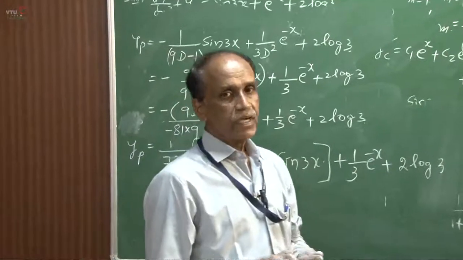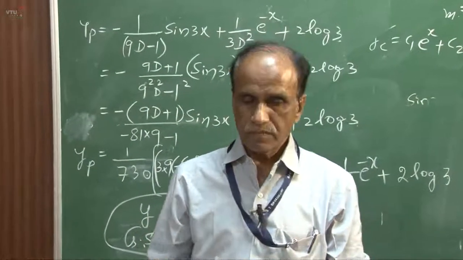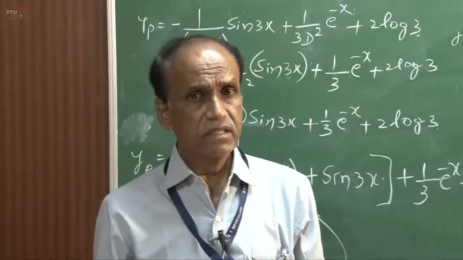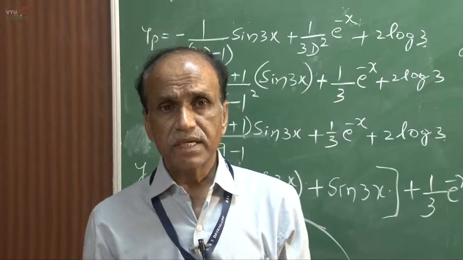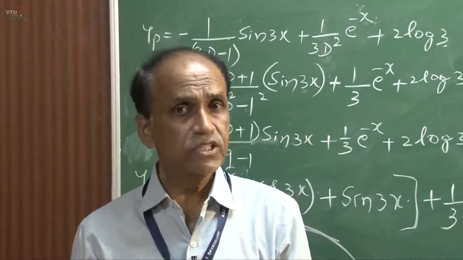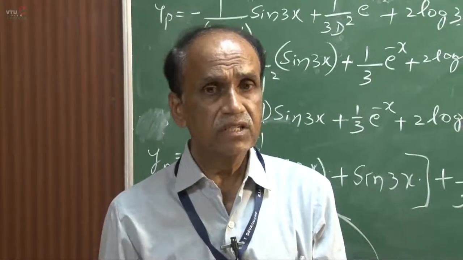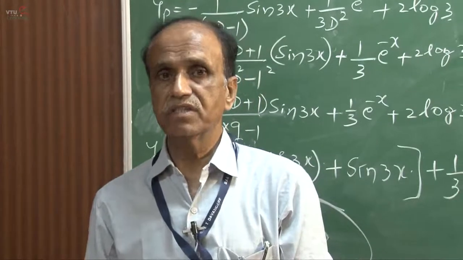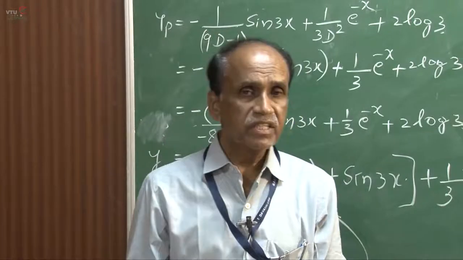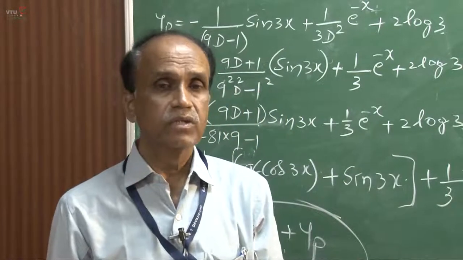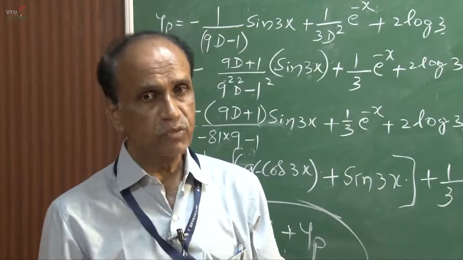So with this, I hope you understood what we learned from rule 2, that is trigonometric function on the right side and exponential term on the right side. These two are the things from the non-homogeneous differential equation. I shall continue the next discussion in another lecture, that is about the polynomial term on the right side, how the inverse differential operator is going to work. Thank you.